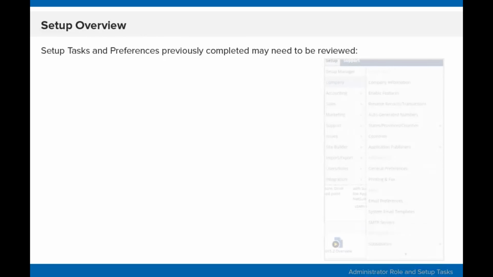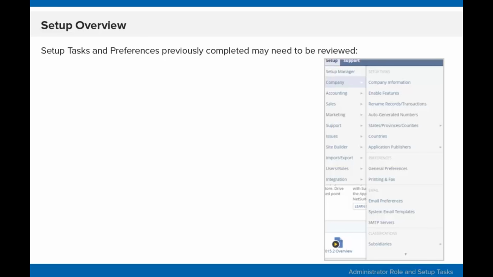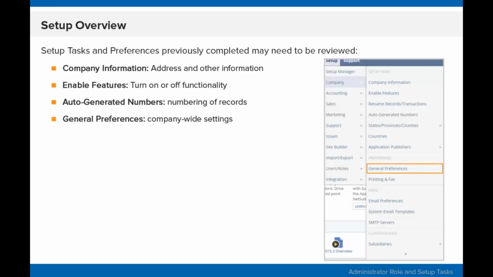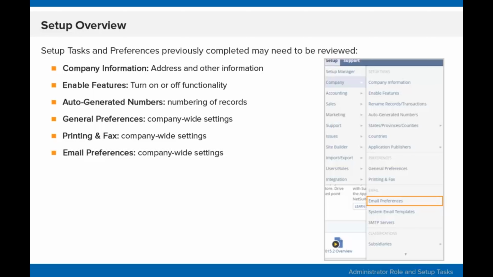Setup tasks and preferences previously completed may need to be reviewed. Company information, address and other information. Enable features, turn on or off functionality as your business changes. Auto-generated numbers, the numbering of records. General preferences, company-wide settings to override user preferences. Printing and fax, company-wide settings. Email preferences, company-wide settings.